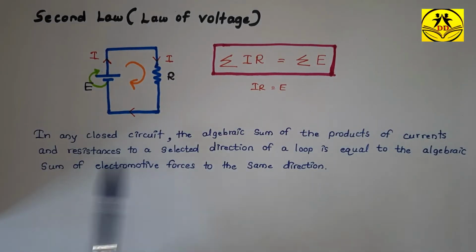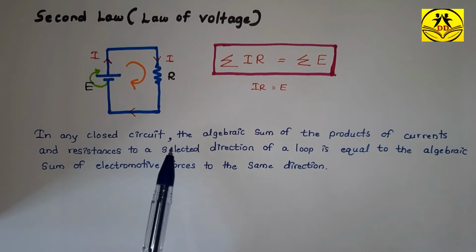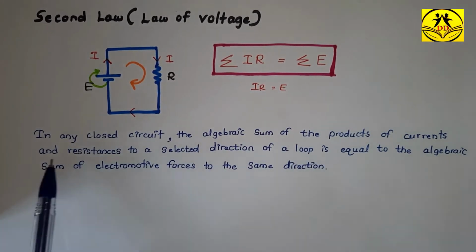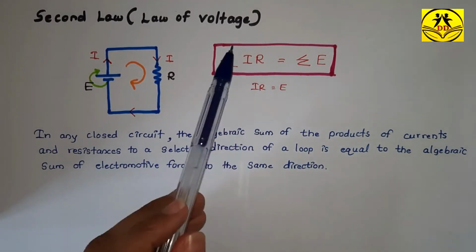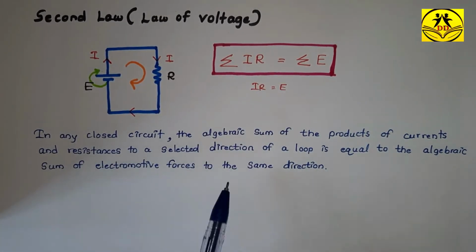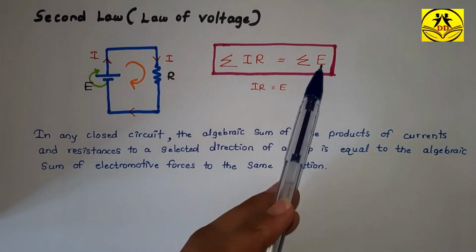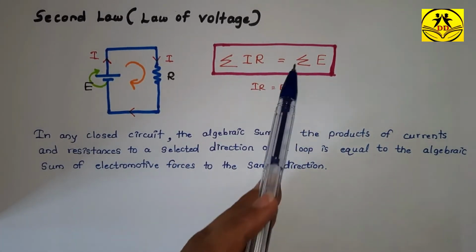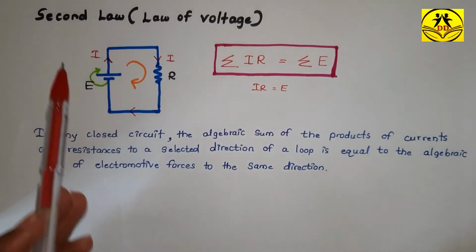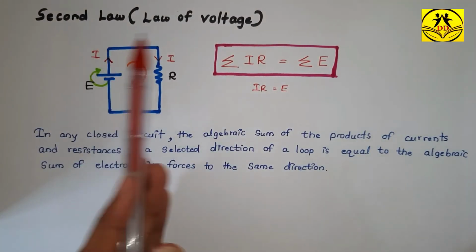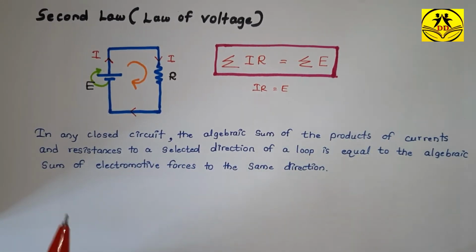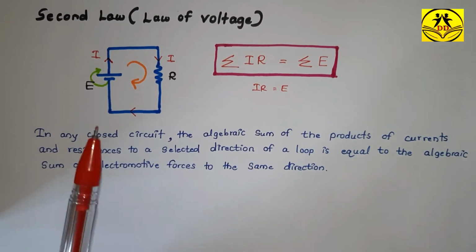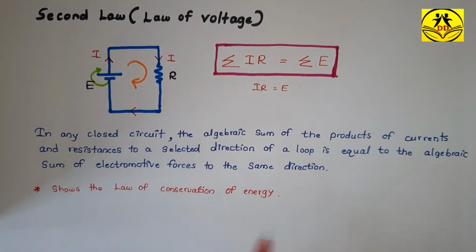So if I write Kirchhoff's second law: in any closed circuit, the algebraic sum of the products of currents and resistances to a selected direction of a loop, the IR products, is equal to the algebraic sum of electromotive forces to the same direction, sigma E. Okay, so sigma IR equals sigma E. So this Kirchhoff's second law, the law of voltage, shows the law of conservation of energy. The first law shows the law of conservation of charges. This second law shows the law of conservation of energy.